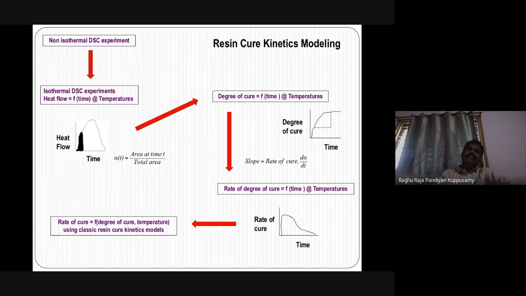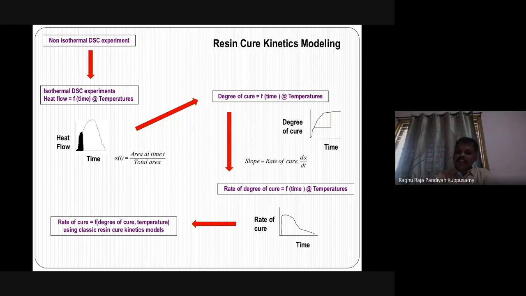before the DSC scans the thermal heat that is evolved from the sample, the reaction might have already started. To avoid these discrepancies, we have to choose at least 4 to 5 temperatures between the cure onset and the cure peak from the non-isothermal DSC experiment. From the isothermal experiment, you will get heat flow as a function of time for different isothermal temperatures. From that curve, you find the area at any particular time, and the total area of the curve will give you degree of cure as a function of time at different isothermal temperatures.